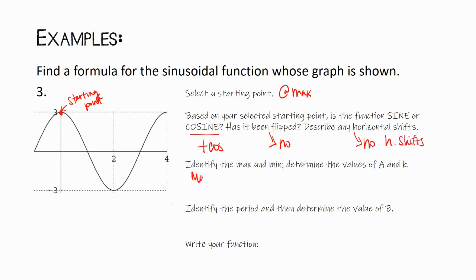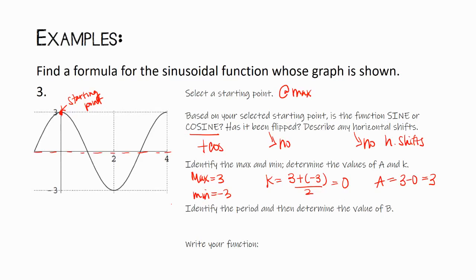The max value is 3, and your minimum value is negative 3. So we're going to find the A and the K value. The K value, we're just going to add the two values and divide by 2 and get 0. And if you want, I would draw in the midline so that you could see that it is halfway between the top and the bottom. Then your amplitude, you can just take your max and subtract the midline and get 3.